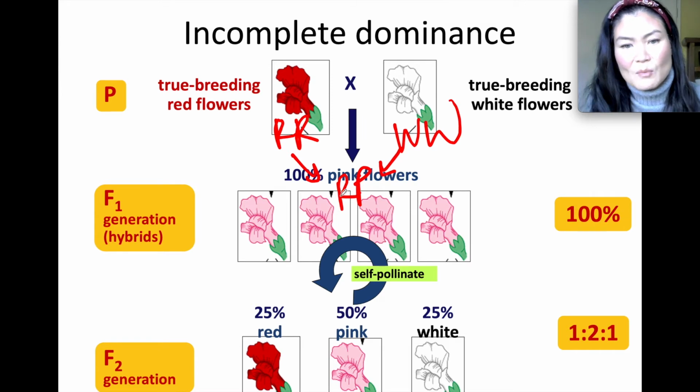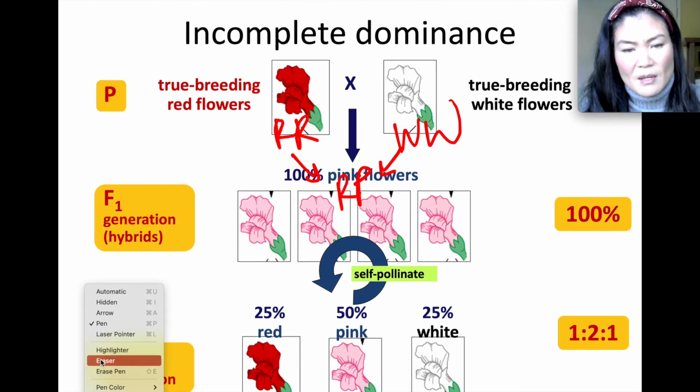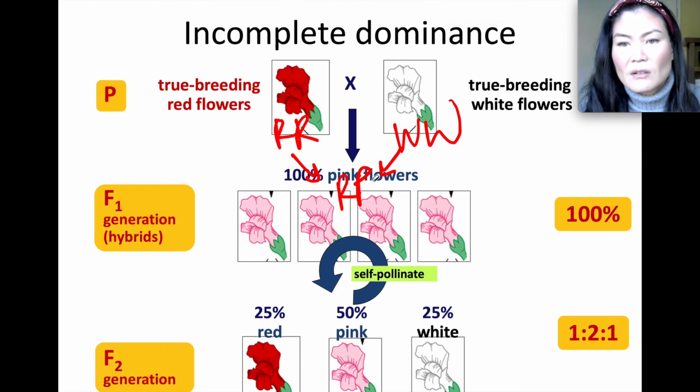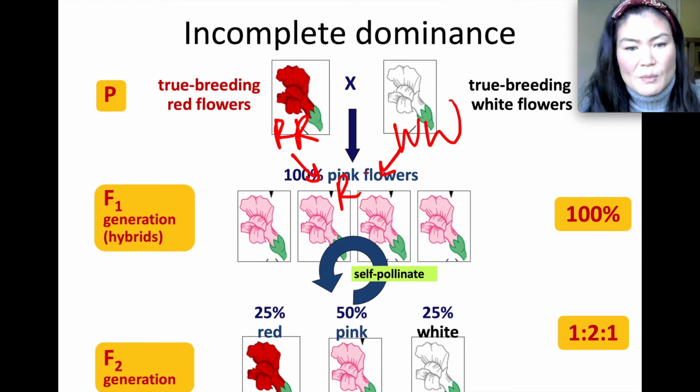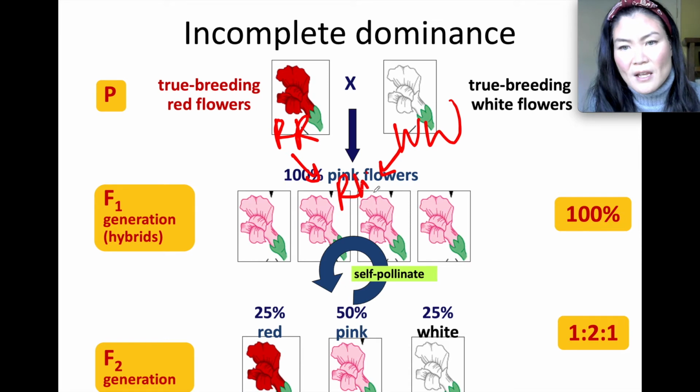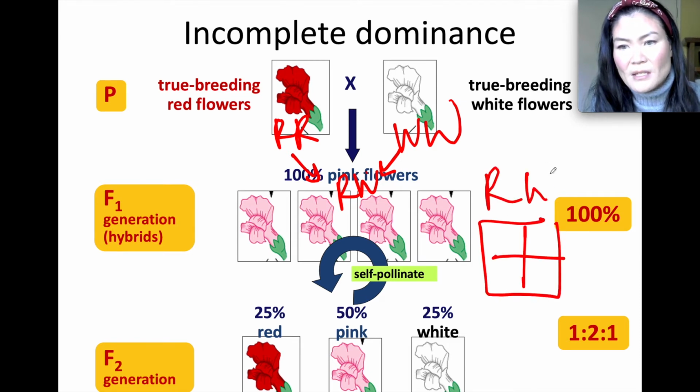Oops, that's supposed to be big R, big W. I was going to write something else there. Let me get my eraser. Okay, so it's supposed to be big R, big W, okay? They're heterozygous, they're hybrids, they're 100% pink. When they self-pollinate, let me do a Punnett square. When they self-pollinate, big R big W, big R big W.